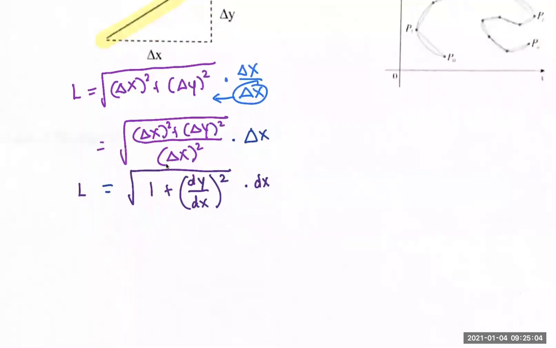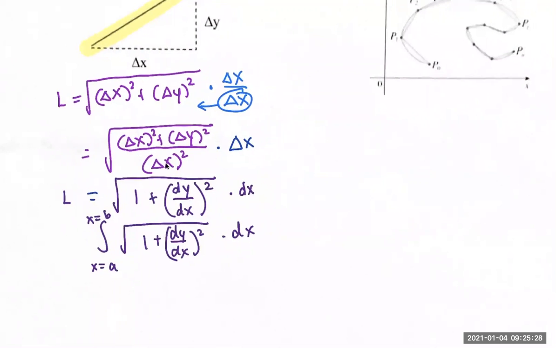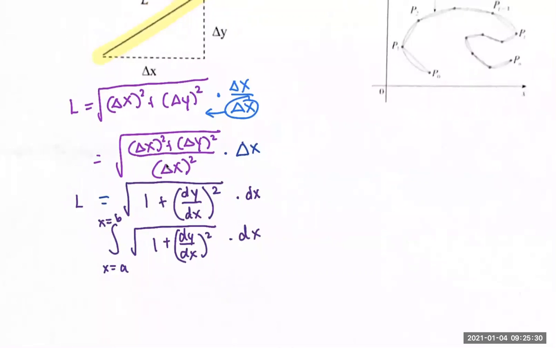So we're going to replace the sum with an integral, and we get the integral of square root of 1 plus dy dx squared times dx out here. Again, that dx within the integral just represents with respect to x. And because this is with respect to x, my limits of integration would be x equals a, x equals b. The a and b in this case would represent, just like when we're doing area and volume, the beginning of your interval to the end of your interval. So in this case, whatever the x value is for p sub 0 and p sub n.